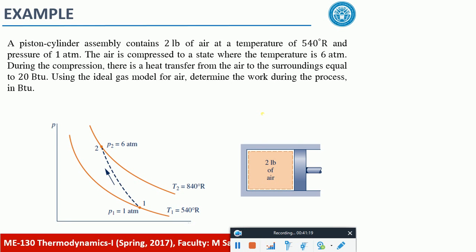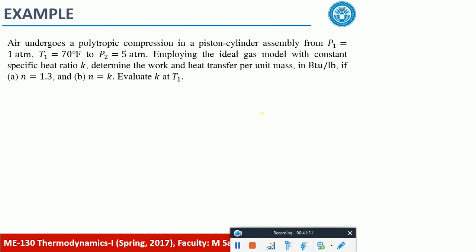Let's solve one problem out of it. By the way, I'm not going to solve this problem because I think we have already done with this ideal gas model. Okay, let's talk about this one here, because it is talking about polytropic processes. So let's solve this problem.